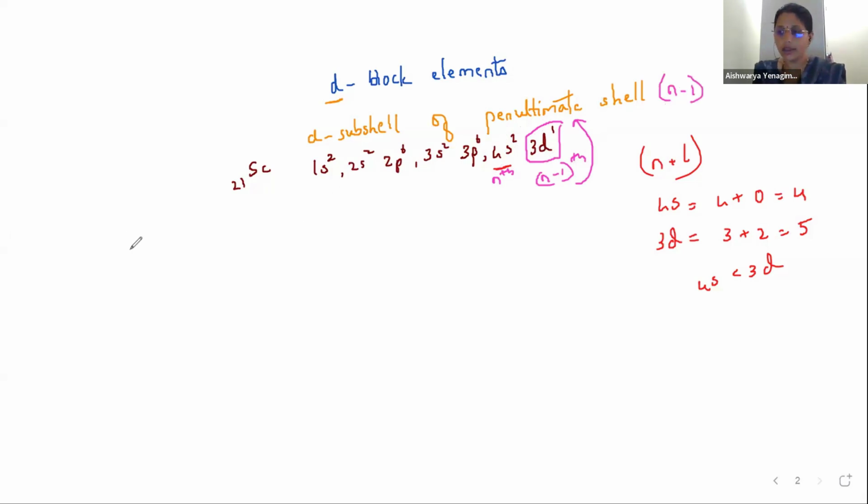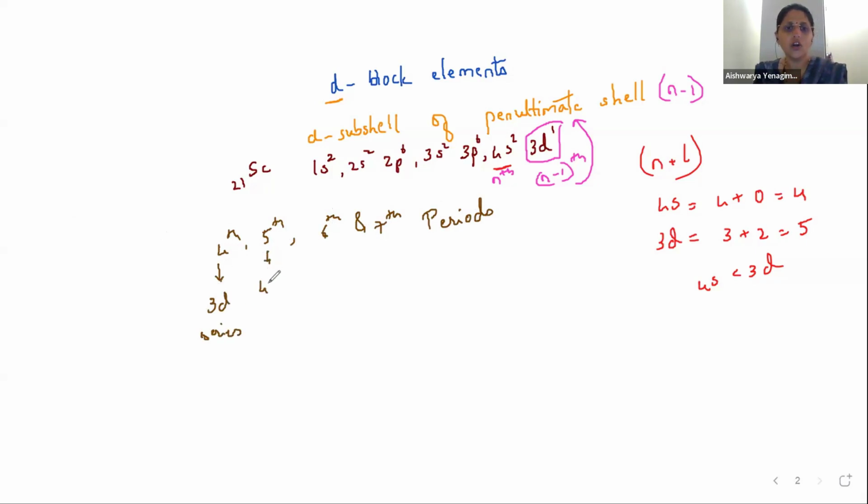So where are these d block elements located? They are located in the 4th, 5th, 6th, and 7th periods. The 4th period elements are basically having names also. 4th period elements are called 3D series.